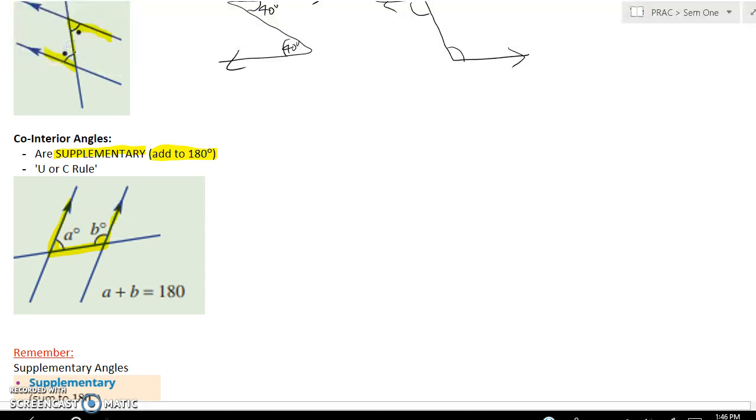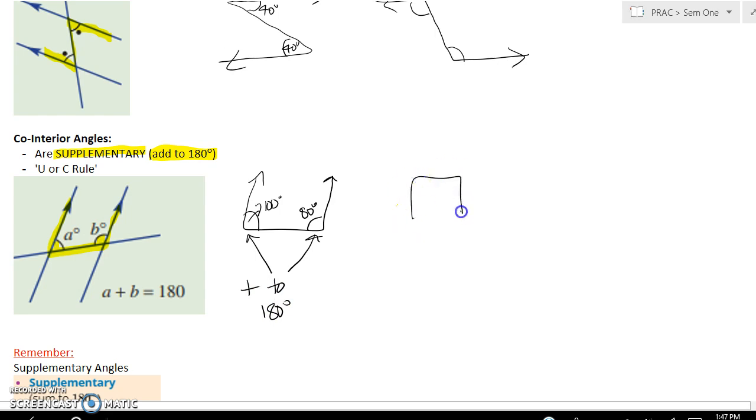So for an example, this angle in here is 100 degrees. That means that using this rule, they have to add up to 180 degrees. So that would mean it's 80 degrees. Just noting that these angles here add to 180 degrees. Your U can also look upside down and can look like a C. That's why it's often called the C rule as well, and a back to front C as well.